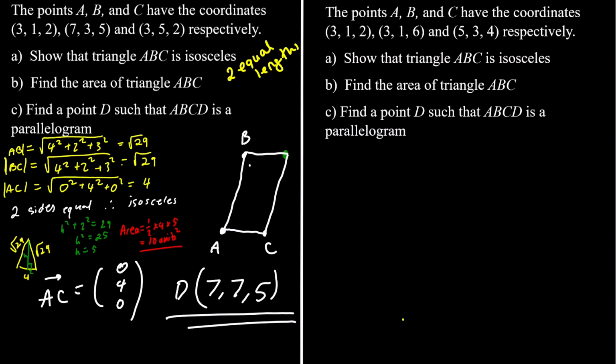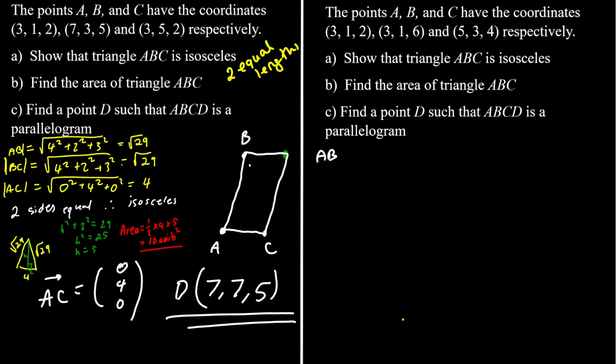And one question for you to try. See if you can give it a go. So the points A, B, and C have coordinates 3, 1, 2, 3, 1, 6, and 5, 3, 4 respectively. Show that the triangle is isosceles. So it's going to have 2 equal sides, 2 equal lengths.